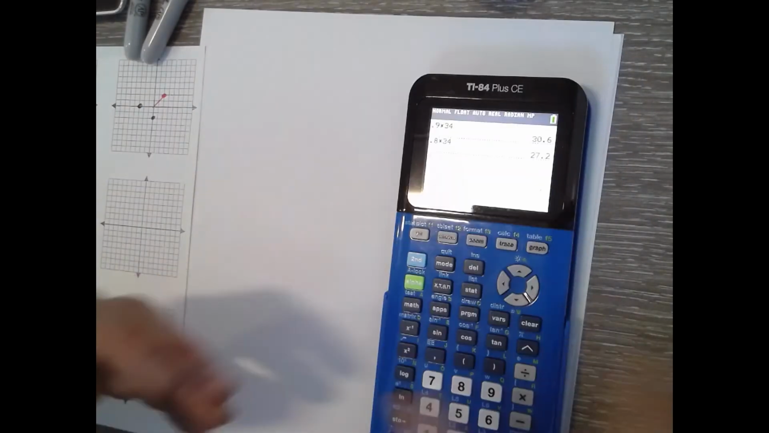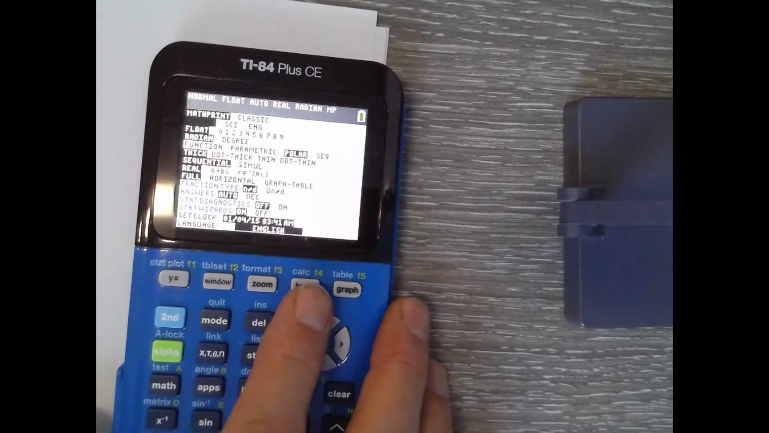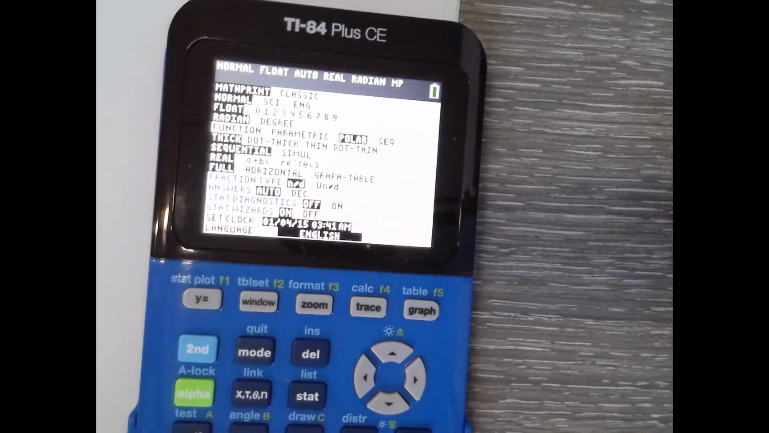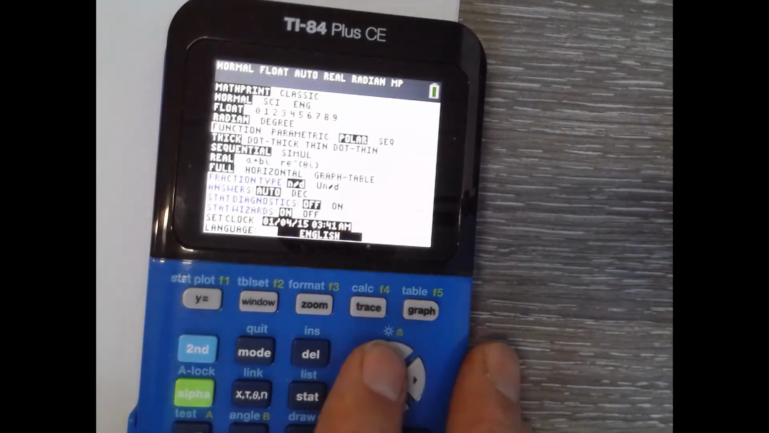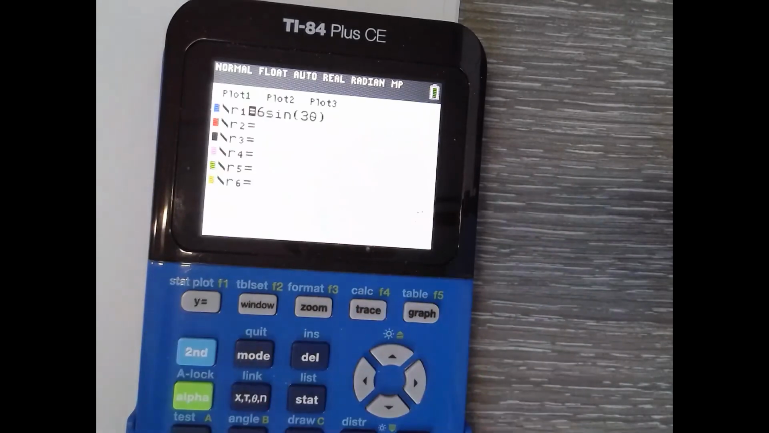So remember, we're going to go to mode, and we want to be in polar mode, which I am. And let's have a look at r equals 6 sine 3 theta. We'll start with that. And go ahead and graph it, have a look at it, and then I'll talk about what the question would be.